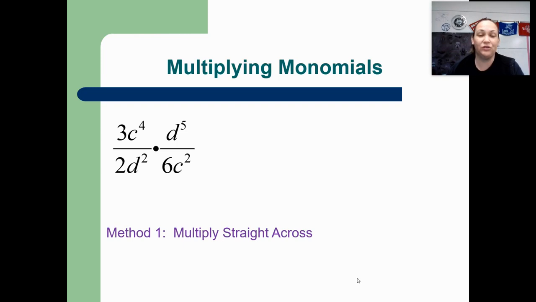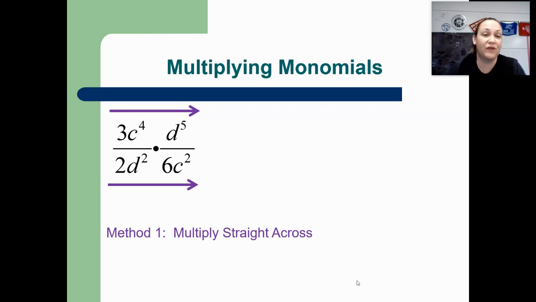When you're multiplying two fractions together, you do multiply straight across. Top numbers get multiplied together and bottom numbers get multiplied together. If you have more than one of the same variable on the top or on the bottom, you would add the exponents together. And if you have more than one coefficient, you actually multiply those together.